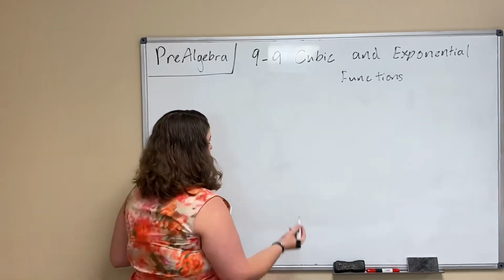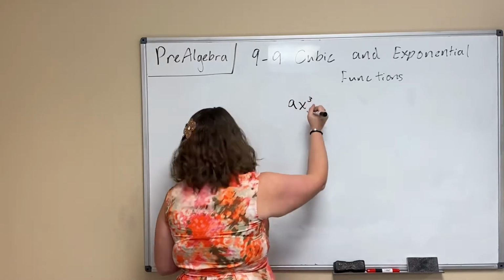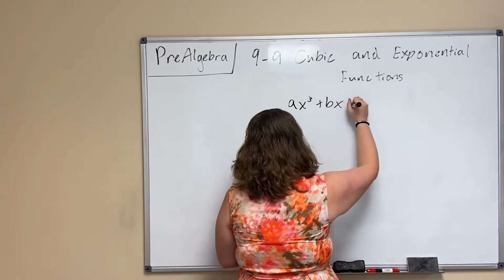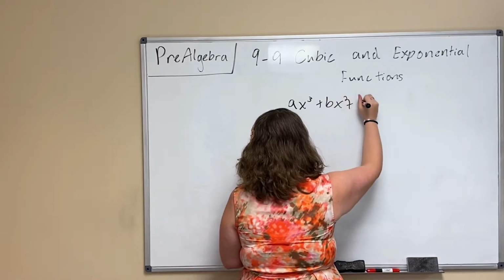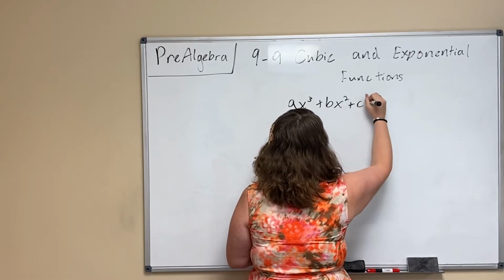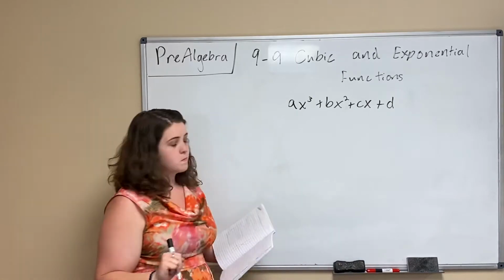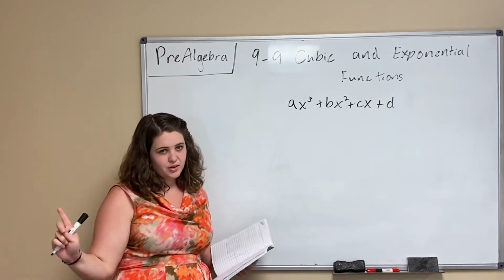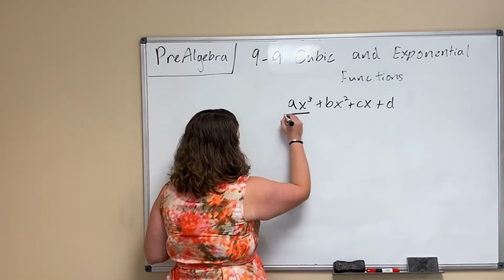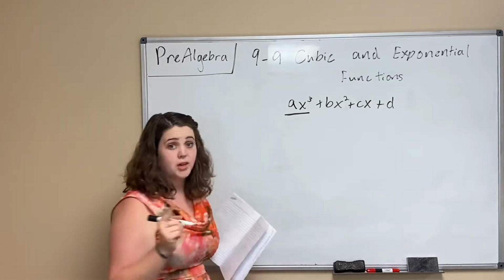Now a cubic function is something that's written in this form: ax to the third plus bx squared plus cx plus d. Now what I want you to notice about this is that its first term is ax cubed. That's why we call it a cubic function.